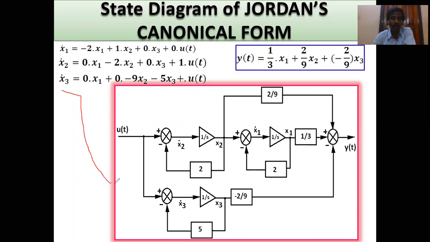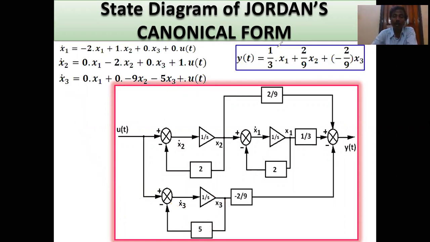Then x3 dot. What is the x3 dot? x3 dot integrates to x3, and x3 is multiplied by 5, and this is minus. So x3 dot equals minus 5 into x3. This is also satisfied. So equation 3 is also satisfied.